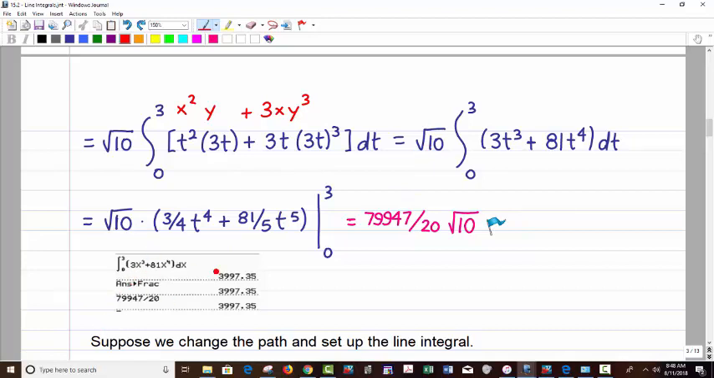The square root of 10 is part of the answer, I just left it out of the integral, because I just wanted to show that the calculator result was equivalent to 79947 divided by 20. And it was the same. That means I did the integration correctly. But the square root of 10 is definitely part of the answer.